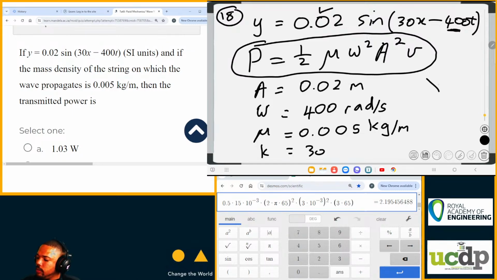And then of course, from that wave number, we can work out that the wavelength is 2 pi over k. So 2 pi divided by 30 is just pi over 15. Pi over 15 is the wavelength, or approximately 0.21 meters. That's the wavelength.